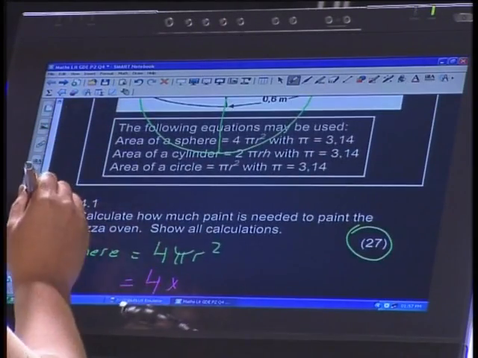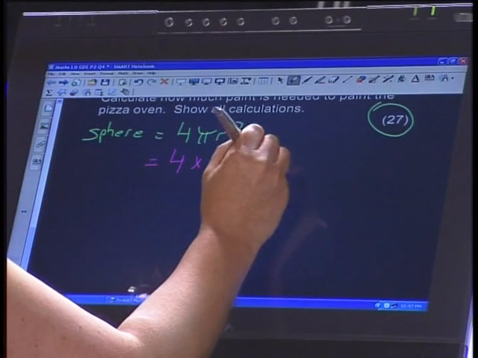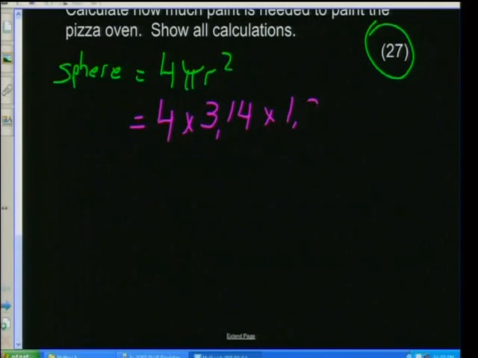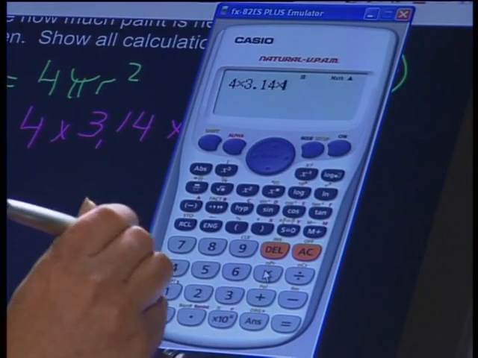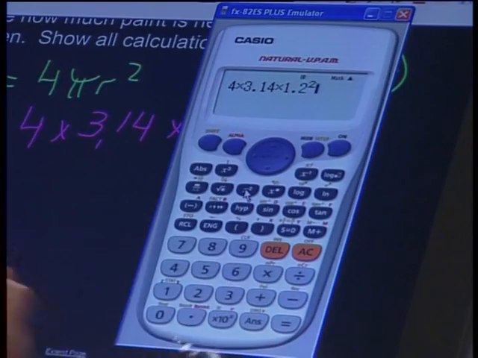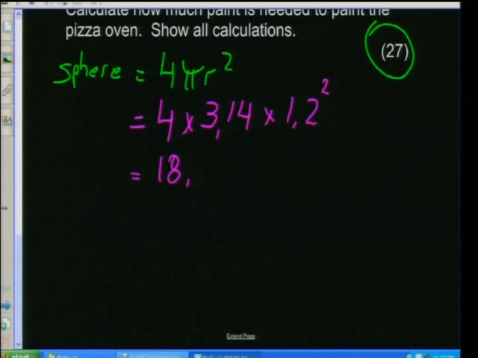So we're going to calculate the area of the sphere, and it tells me to use pi equals 3,14. So I'm going to do that. And my radius we said was 1,2 squared. Happy with that, Agnes? Yes. Okay, so let's calculate that. On the calculator, I'm going to say 4 times 3,14 times 1,2 squared. Right, so I've got 18,0864. I'm not going to round off quite yet. Are you happy with that, Agnes? Yes, I am. So it was 18,0864. Yeah.